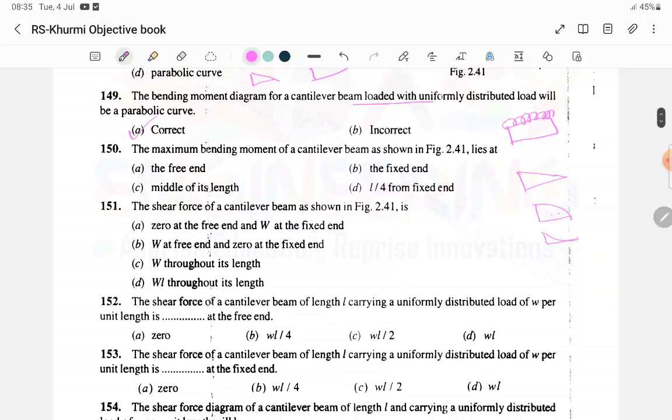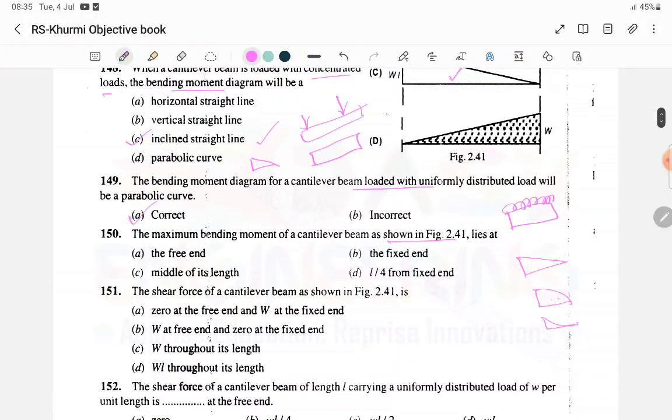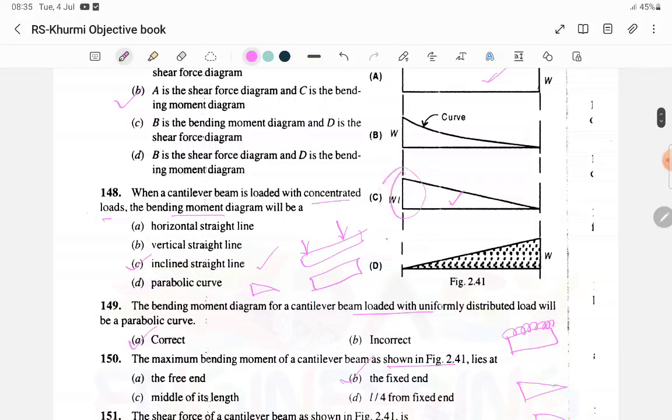150. The maximum bending moment of a cantilever beam shown in the figure lies at the fixed end. So 150 is B. By the diagram also you can say where it is big.